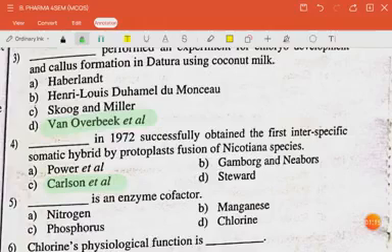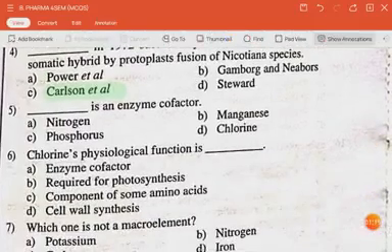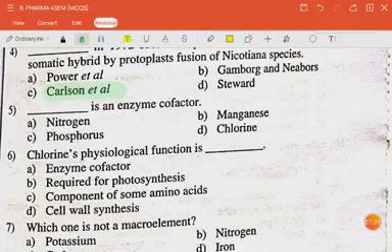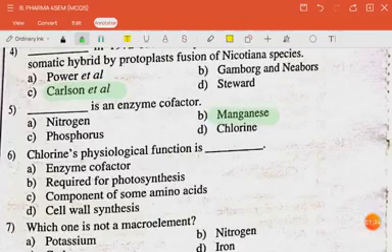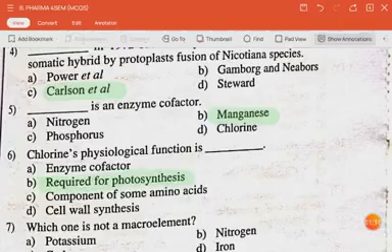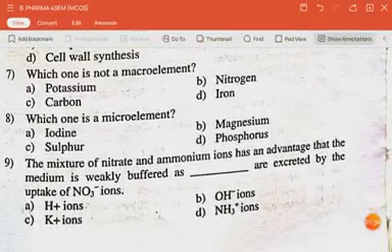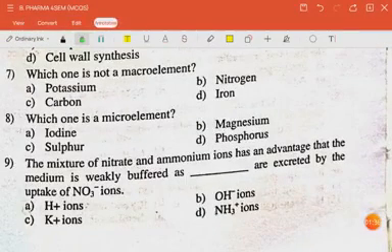Carlson et al. The next question is, Dash is an enzyme cofactor. Manganese. The next question is, Chlorine's physiological function is required for photosynthesis. The next question is, which one is not a macro element? Iron. The next question is, which one is a micro element? Iodine.